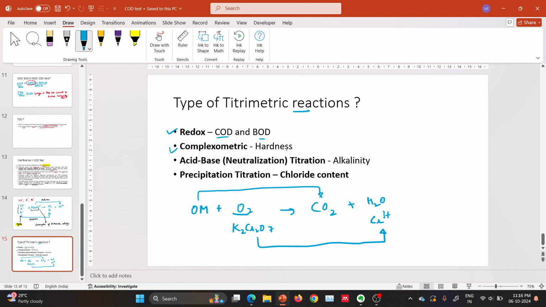Complexometric reaction is hardness, in which EDTA forms a complex with calcium. Acid-base neutralization reaction is alkalinity, in which the acid is used as a titrant. Precipitation reaction is chloride content, in which chloride reacts with silver to form AgCl. So this is precipitation titration. So this was about the COD test. Thank you.